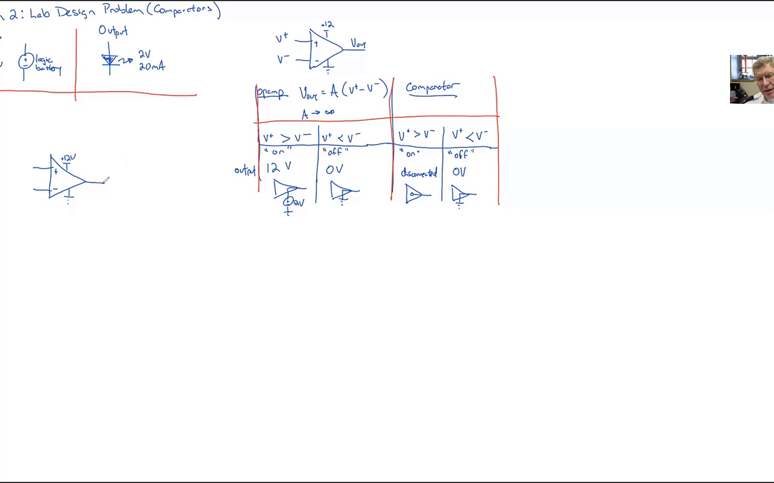And now let's begin designing. Let's start off with the output. If this was an op-amp, we might be tempted to do something like this.